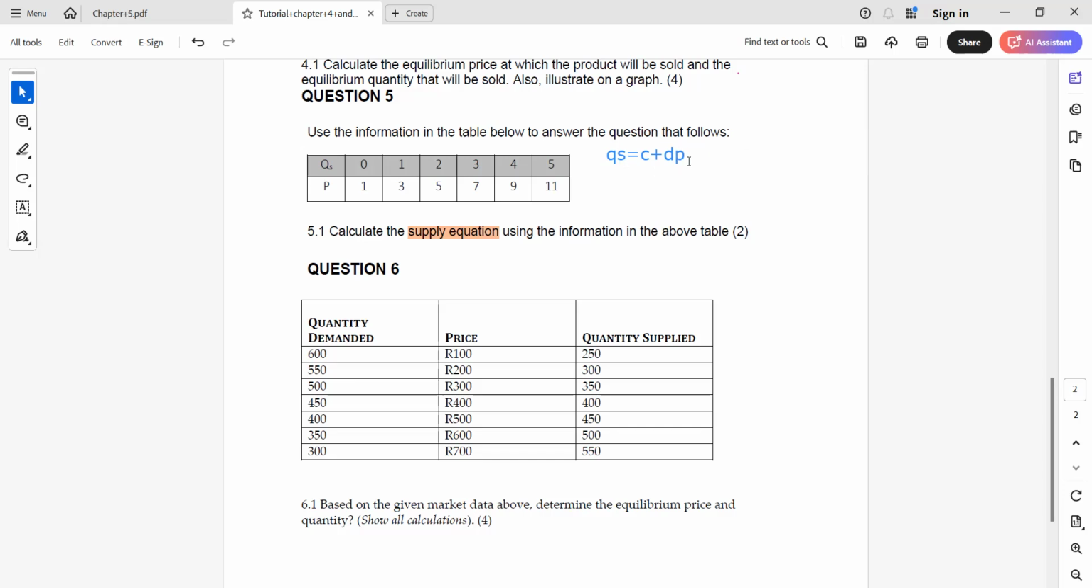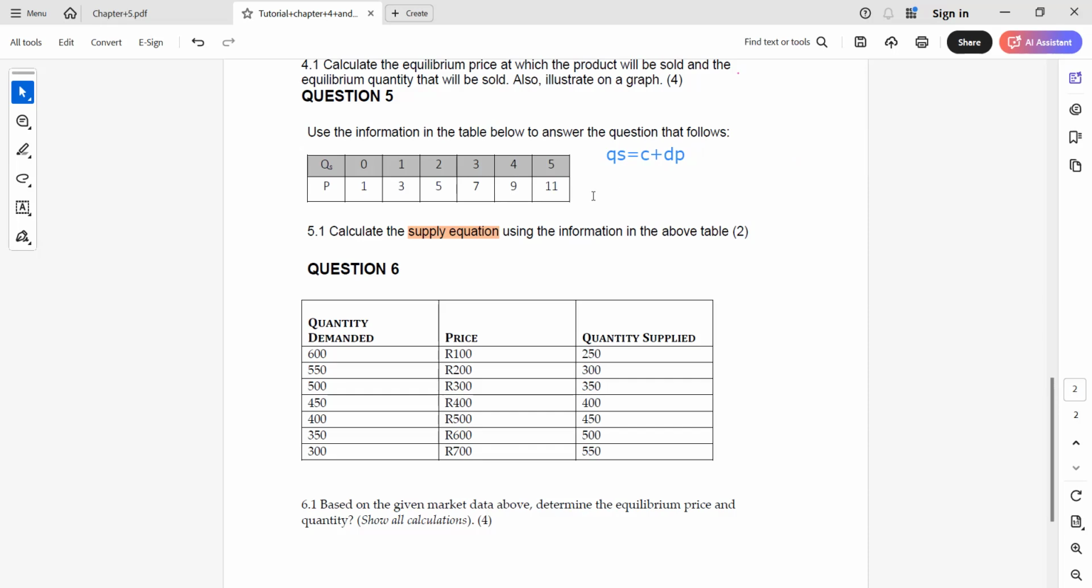So this should remind you of the formula that we used in maths, which is y equals mx plus c, where m is your gradient and c is your constant, and your y and your x are your coordinates. So this is the same thing. Our P and QS are our coordinates, these ones. And then C is our constant, D is our gradient.